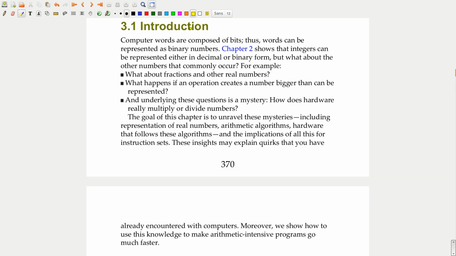So let's jump in. Computer words are composed of bits. We already knew that. So what do we want to know? We want to know, how about fractions and other real numbers? How are we going to represent those in a computer? What happens if we create a bigger number than can be represented?